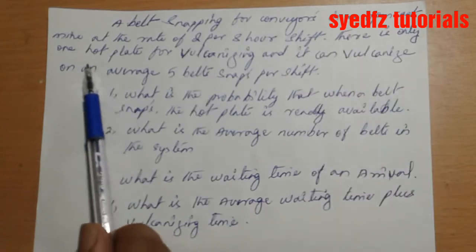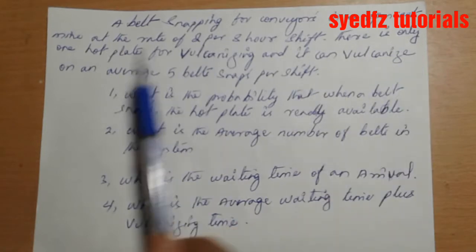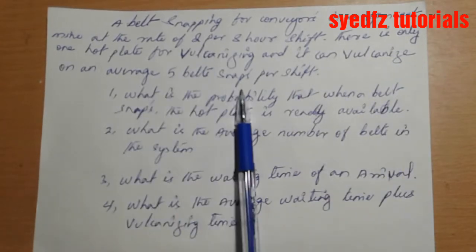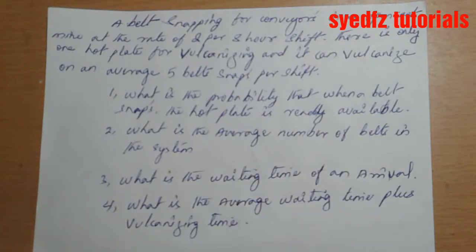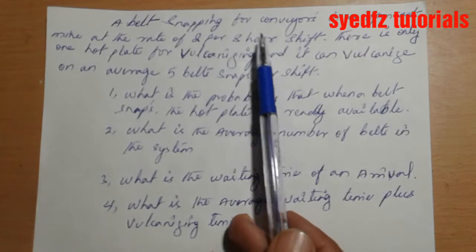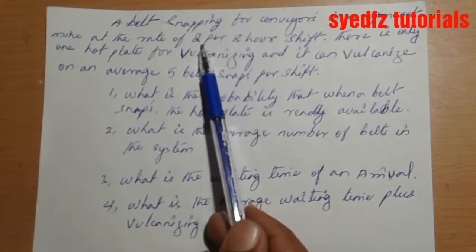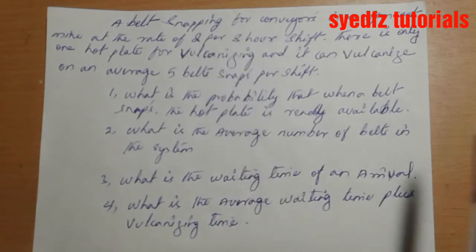There is only one hot plate for vulcanizing, and it can vulcanize on average 5 belt snaps per shift. It has the capacity of producing 5 belts, but the shift is 8 hours and only two belts per shift are being created.